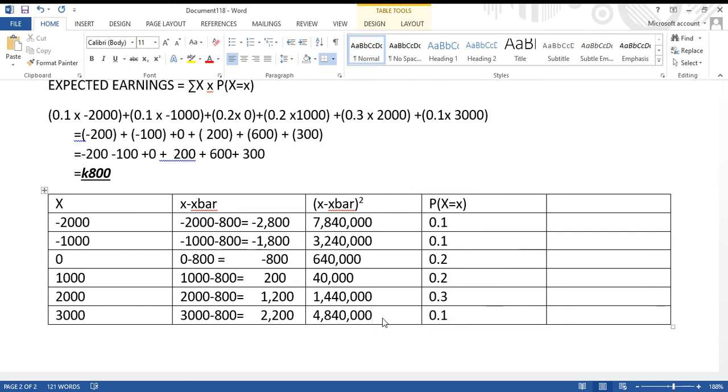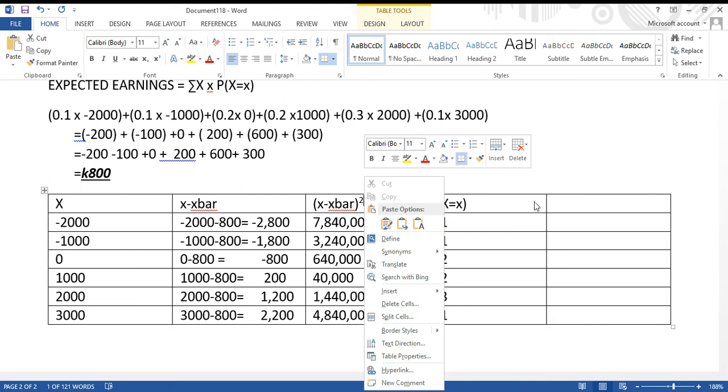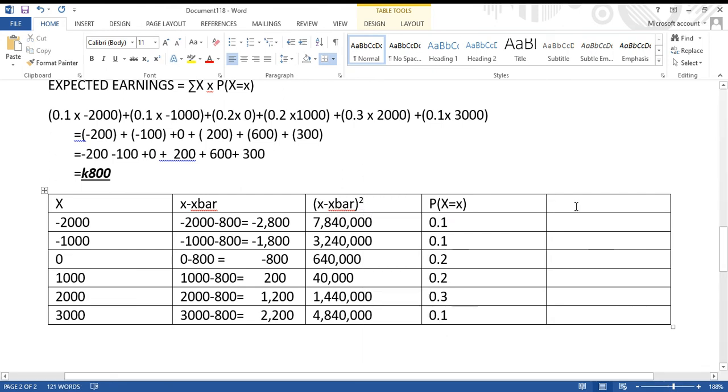All right. The next thing to do, we're going to be multiplying our probabilities with this (x minus x bar) squared. Let me just put it in the column. Each probability, you multiply it with this (x minus x bar) squared. So you say 7,840 times 0.1, 3,240 times 0.1. You can start giving me the values.